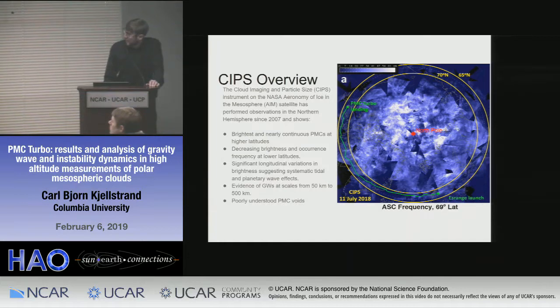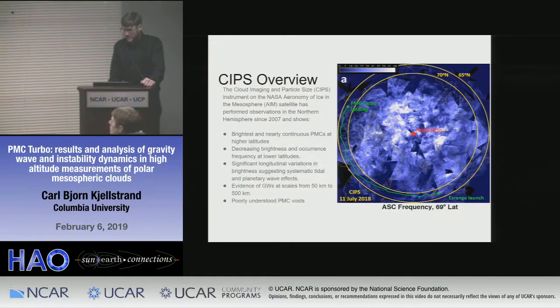And then we see a complicated picture here, but we believe we see relationships. We believe we see gravity waves at wavelengths of 50 kilometers to 500 kilometers. There's also, and this is something that we want to investigate more, voids in the PMCs. For example, in the lower right, just above where the S-range launch starts, there's a PMC void, which are not well understood, and we hope to learn more about them.